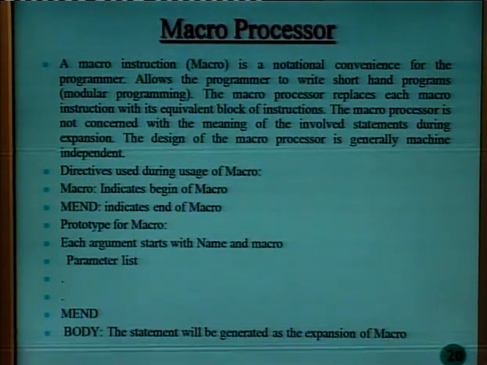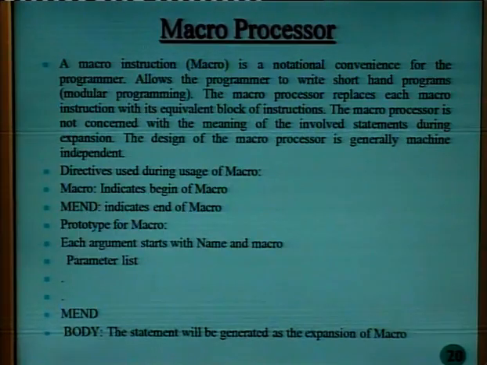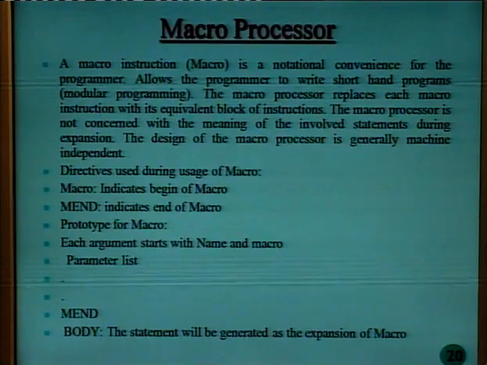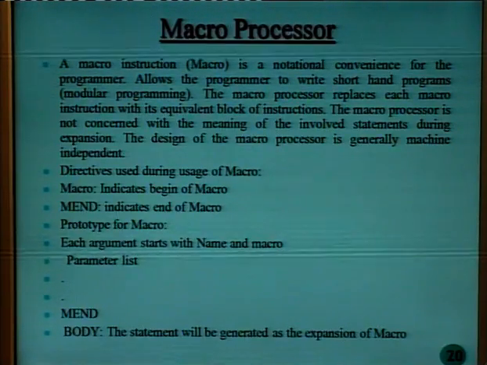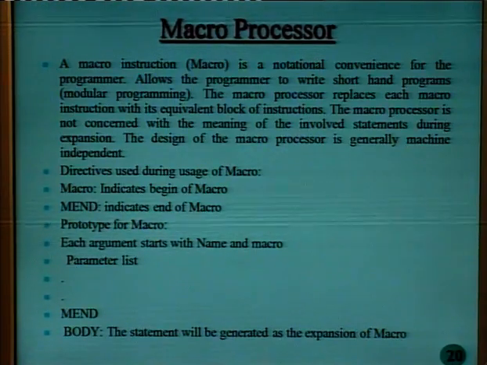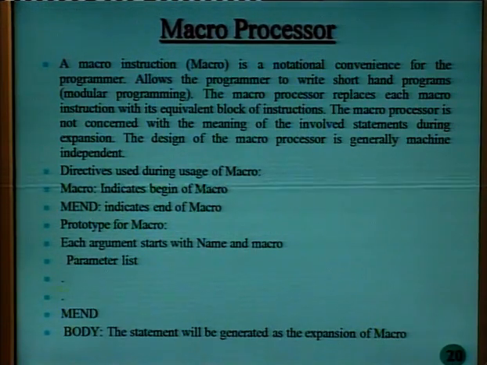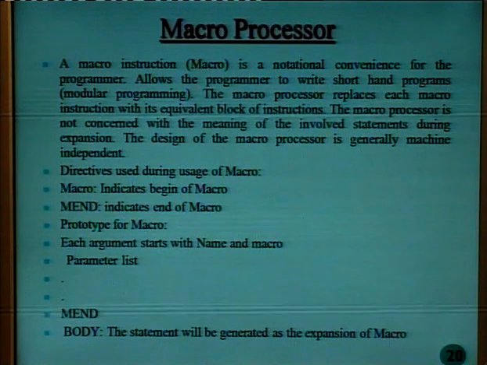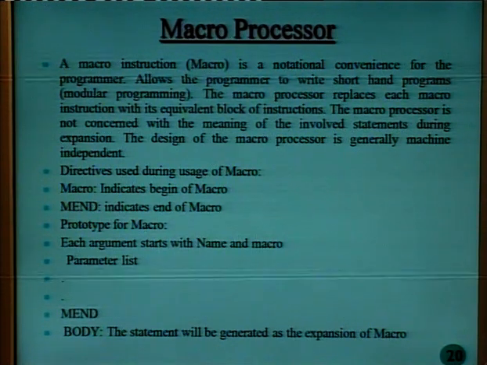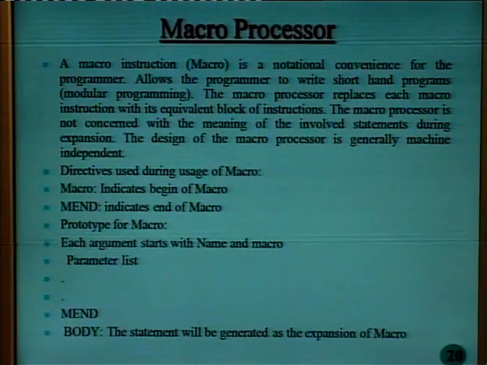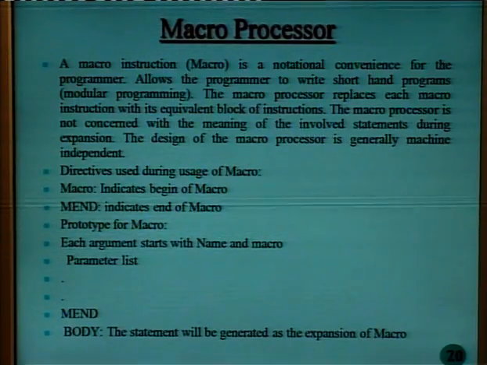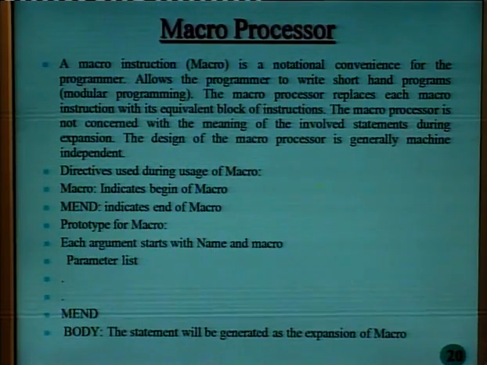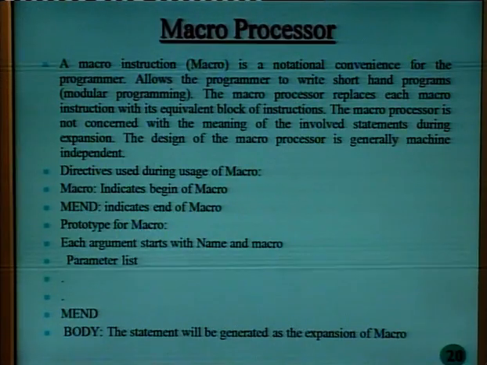Next system program is the macroprocessor. As I have explained, to avoid writing the same repeated lines again and again in the program, we use an abbreviation. This is used in assembly language. A macro instruction is a notational convenience for the programmer that allows the programmer to write shorthand programs, like modular programming. The macroprocessor replaces each macro instruction with its equivalent block of instructions, and it is not concerned with the meaning of the statements involved during the expansion.